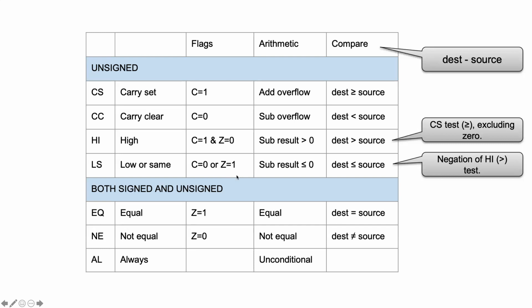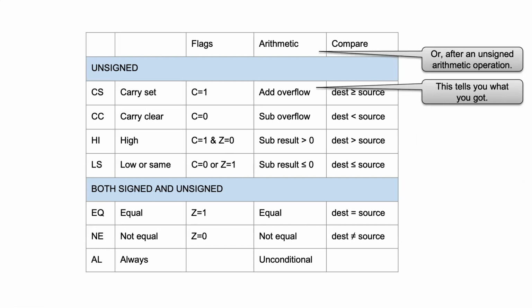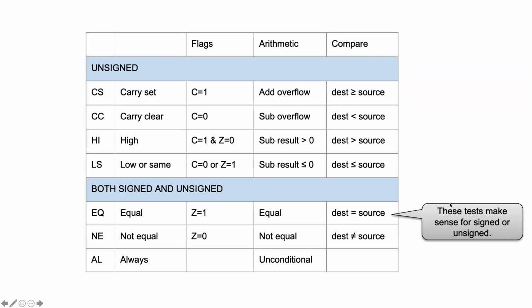Just like with signed results, you can use these to look at a result that you just computed, other than if you just did an add or subtract. But like we saw before, the way to use the carry bit depends on whether you just added or whether you just subtracted. So if you just subtracted and carry is 0, that means you got an overflow. If you just added and carry is 1, that means you got an overflow. The last ones, the ones at the bottom, are easy because they only depend on the 0 flag, whether you're signed or unsigned.